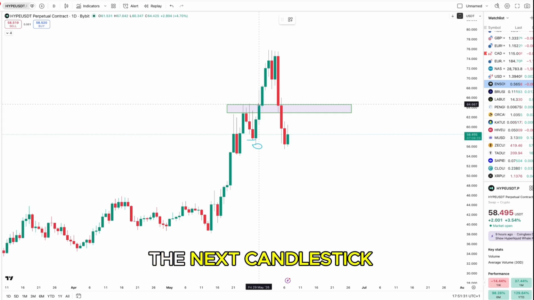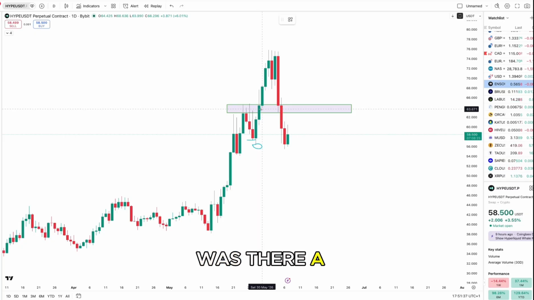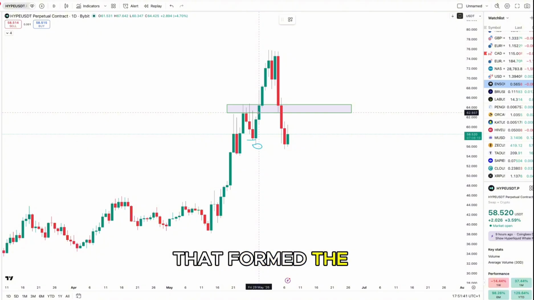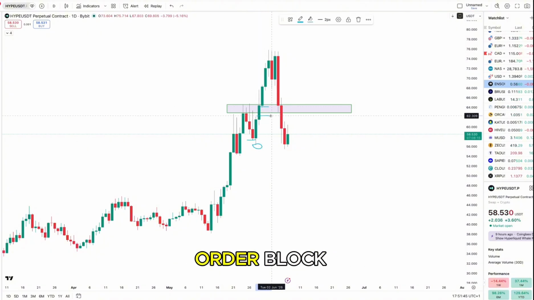So the next candlestick, which is this particular one, is there a gap? Was there a gap on the next candlestick? This is the next candlestick that formed a bullish candlestick. So look at this third candlestick and this order block. There is a gap between them. So this confirmed that this is another block.